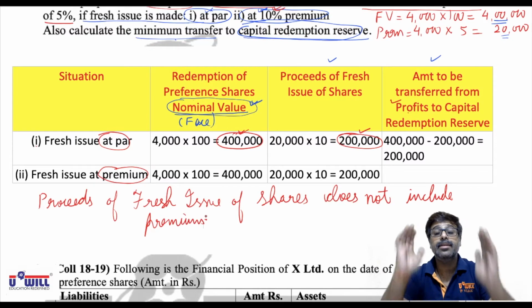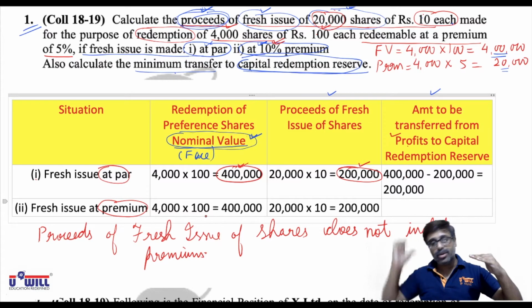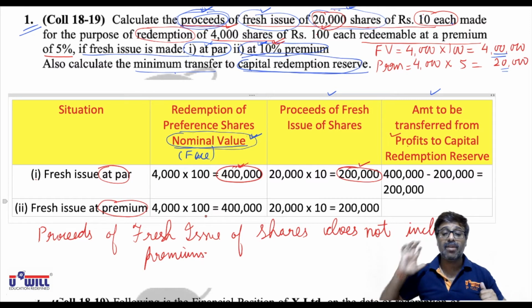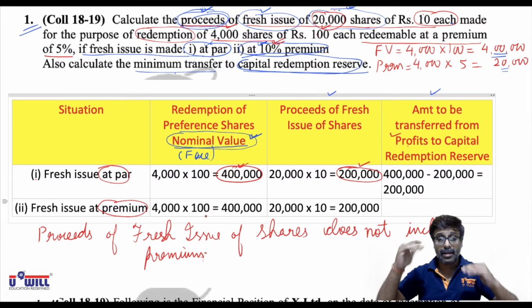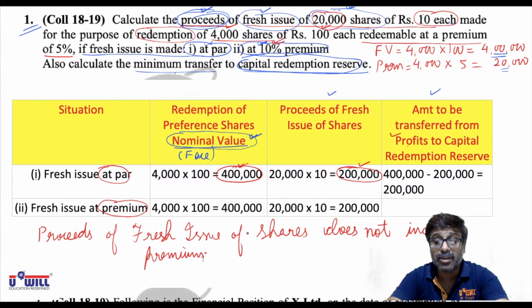Okay, logic. Purpose is share capital should be maintained intact. So even if equity shares are issued at premium, only face value of 10 rupees, 20,000 into 10, 2 lakhs will go to share capital, and 1 rupee of premium will be going to a separate account, security premium account, which will be shown in reserves and surplus. So proceeds of fresh issue of shares will take only face value.